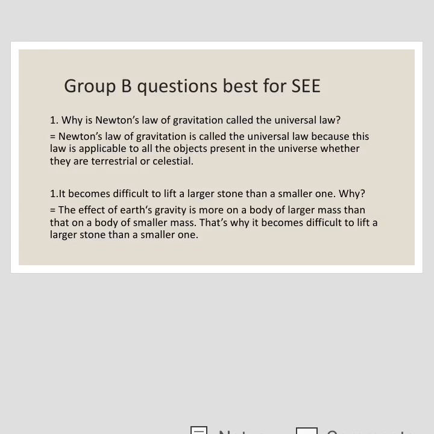Previously we learned Newton's universal law of gravitation. So why is this law called the universal law? Let me tell you the reason. Newton's law of gravitation is called the universal law because this law is applicable to all the objects present in the universe, whether they are terrestrial or celestial. No matter whether the objects are on the earth or on the moon or in space, this law is applicable everywhere and for every object. That's why it is called the universal law.